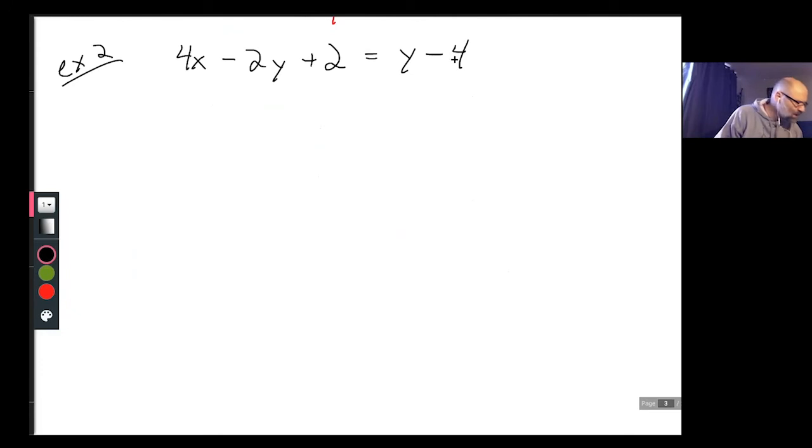Okay. Here's example 2. Example 2, 4x minus 2y plus 2 equals y minus 4. And I want to solve for y. So see if you can do that. Take about 60 seconds, 1 minute, and see if you can follow the steps on the board. You don't have to do step 1 because there's no parentheses and no like terms on the same side, but this time you do have to do step 2. So follow step 2 and then finish it.